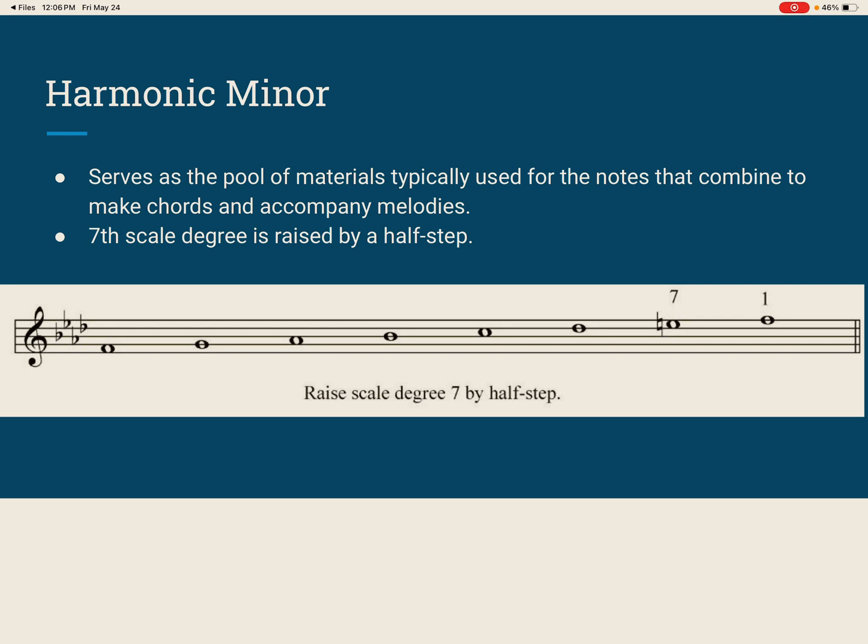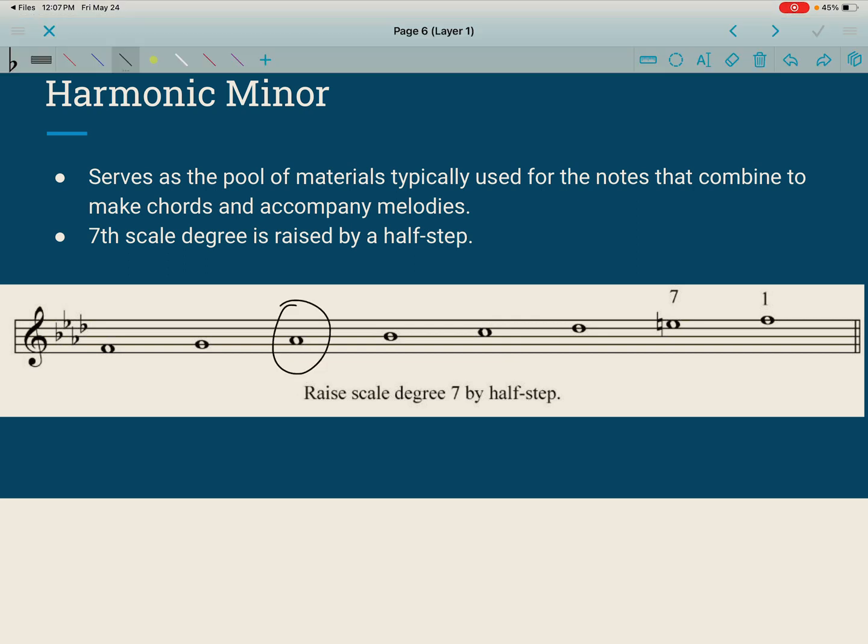Then you have a harmonic minor scale. So it serves as the pool of materials typically used for the notes that combine to make chords and accompany melodies. So your scale degree 7 is raised by 1/2 step. So instead of that, you get kind of funky and you have kind of giving you that pull. This one you'll only see ascending. You're still going to have, from your major key, you lower scale degrees 3 and 6, and you'll raise scale degree 7. So you could think about it as a natural minor scale with a raised 7th scale degree by 1/2 step.